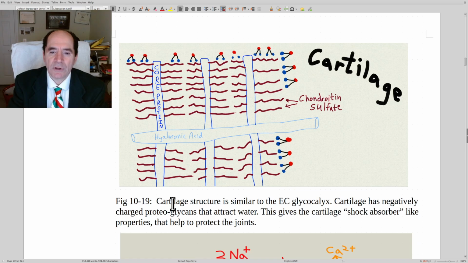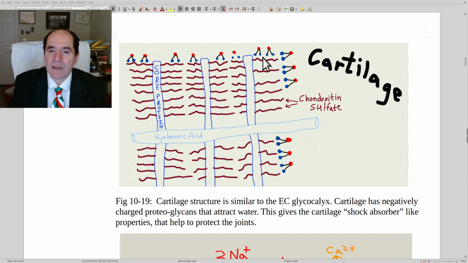Okay, so now I'm going to show you a slide. This is what cartilage looks like. Cartilage is in your joints, and the point I'm making here is it's very similar to the endothelial glycocalyx. In the middle you'll have something called hyaluronic acid, with core proteins attached to it. And then you'll have the negatively charged disaccharide repeating units with sulfates on them. Like this one will be chondroitin sulfate. Okay, chondroitin kind of implies cartilage.